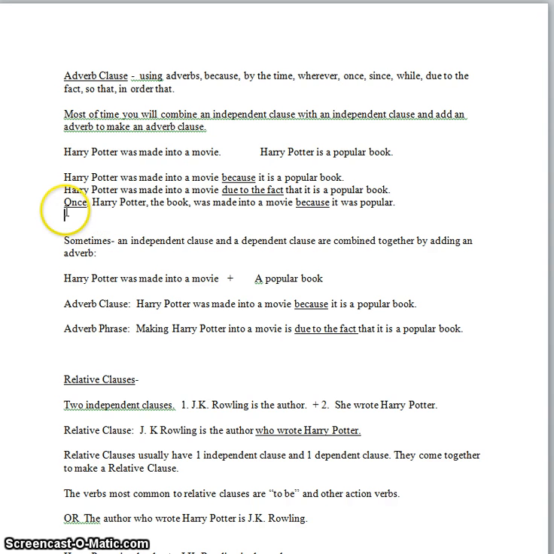Here I have two adverbs. Once, Harry Potter, the book, was made into a movie because it was popular. Sometimes an independent clause and a dependent clause are combined together by adding an adverb. For example, Harry Potter was made into a movie. And then I have a dependent clause, a popular book. I add them together to make Harry Potter was made into a movie because it is a popular book.